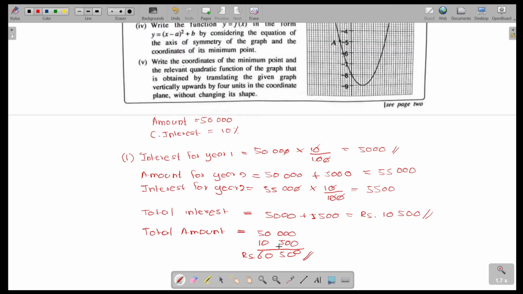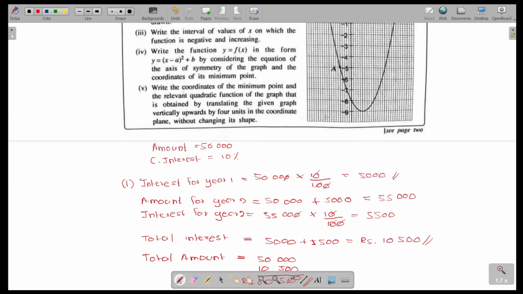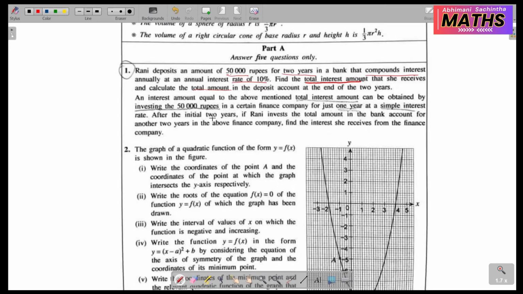After 2 years. There's another part in this question. We see how to solve the part 2. An interest amount equal to the above mentioned total interest amount can be obtained by investing the 50,000 rupees in a certain finance company for just 1 year.